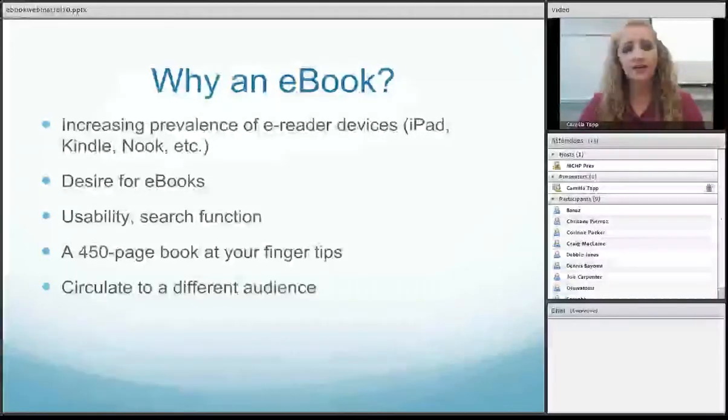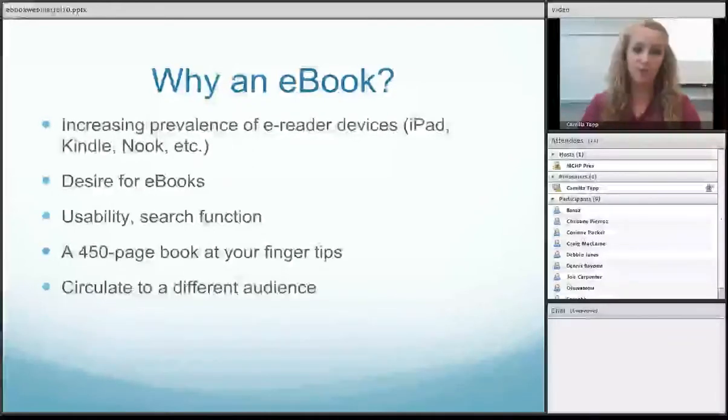The other good thing is that you can have a 450-page book right at your fingertips. You can have 10 or 100 450-page books at your fingertips wherever you are. And then the other thing is that there's different audiences. So obviously a younger generation is really interested in e-readers and living on their computers and electronic devices. So it's a different audience to have your ebook available to.